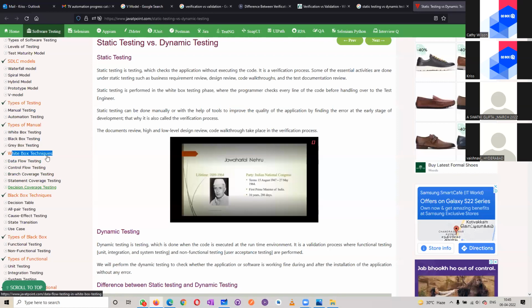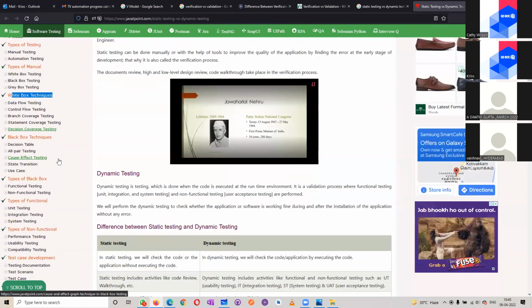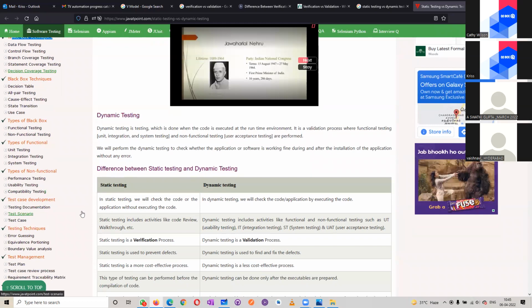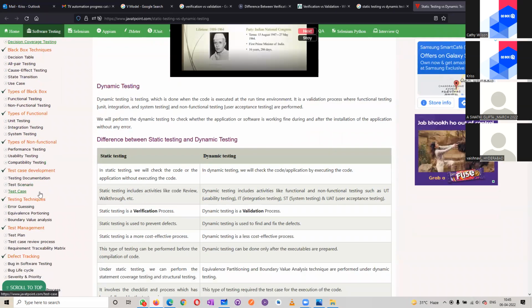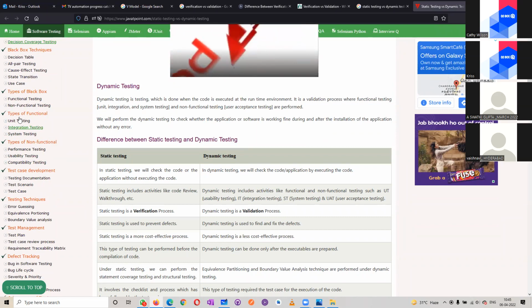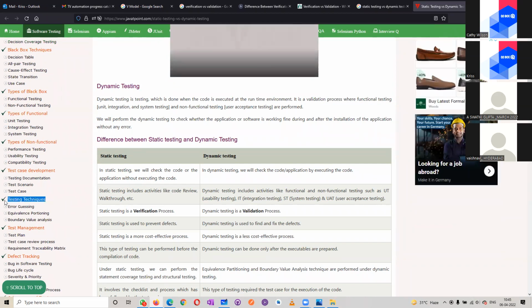But who usually does the white box testing? Developers will be doing this one. So at least black box testing we will be going through. We have covered test case development, and non-functional testing we still need to cover, while functional testing we have discussed. We are going to discuss the test plan, test estimations, and test techniques. These are all things we'll be discussing.